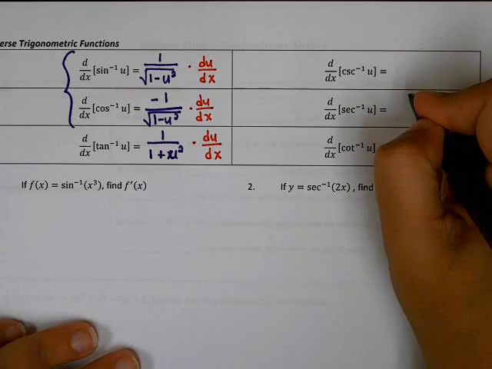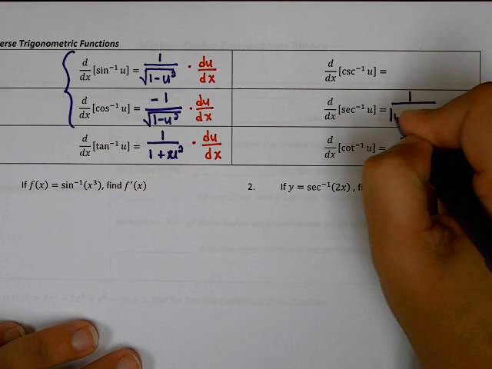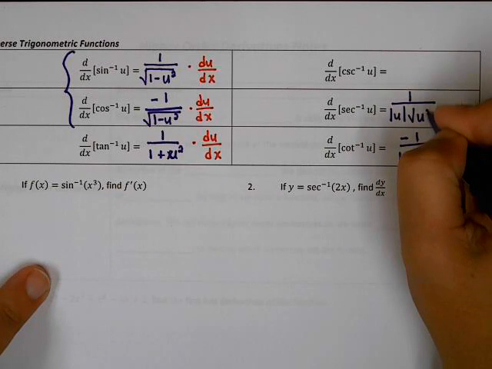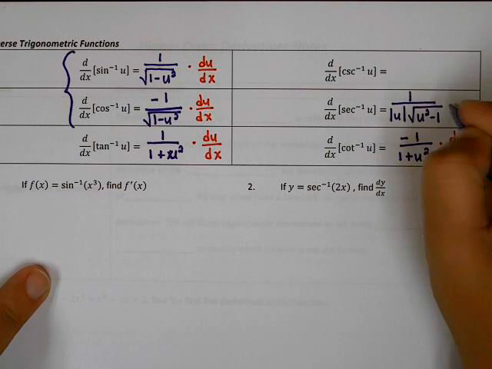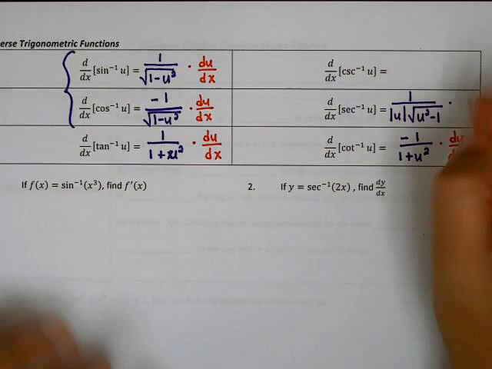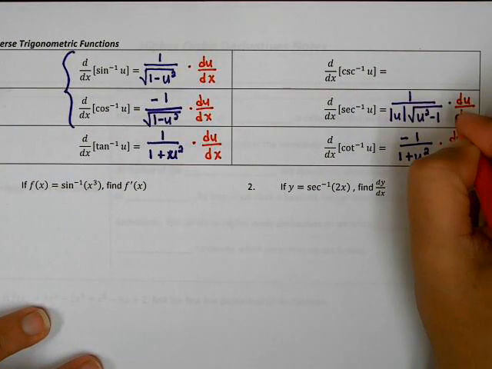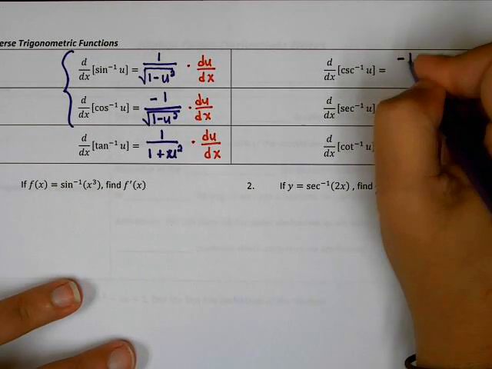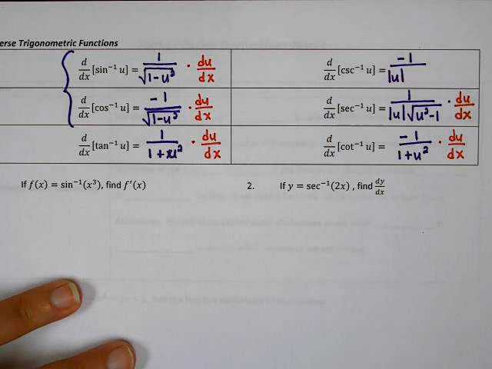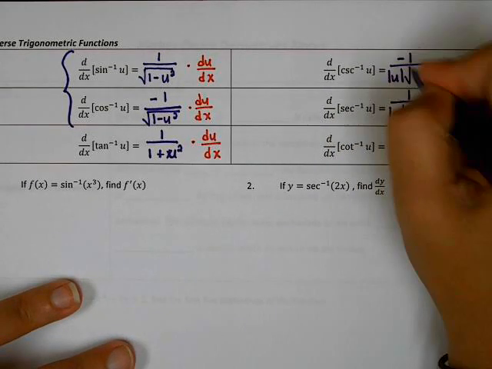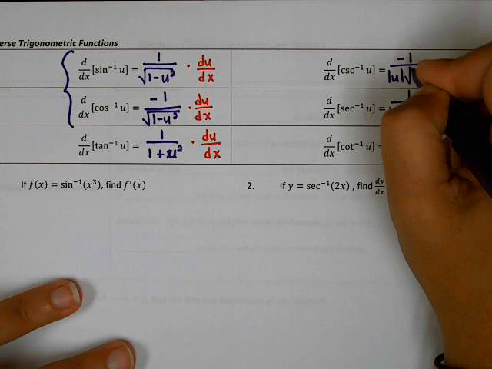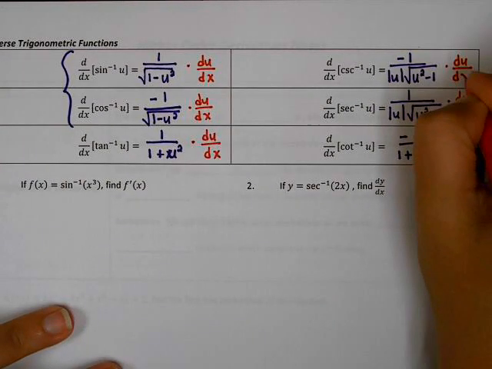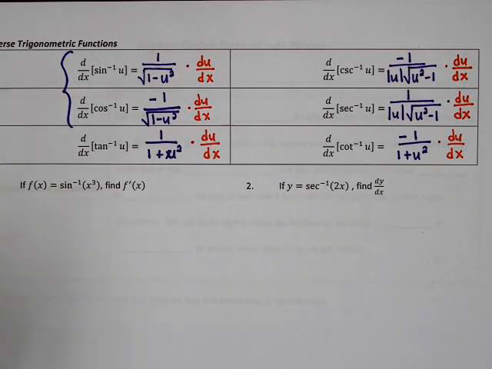Inverse secant is 1 over the absolute value of whatever is inside there times the square root of whatever is inside there squared minus 1 times du over dx, the chain. And inverse cosecant is just the same thing but negative. So -1 over the absolute value of whatever's inside there, square root of u squared minus 1 times du over dx. So these are just rules you're going to have to know.